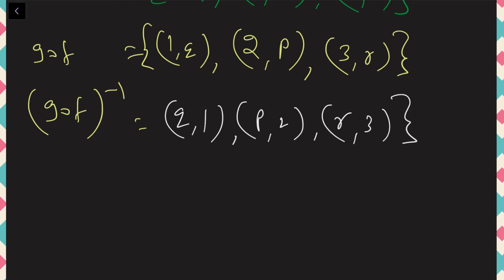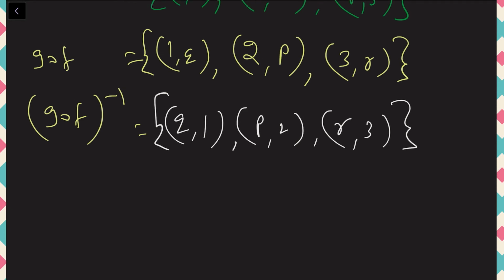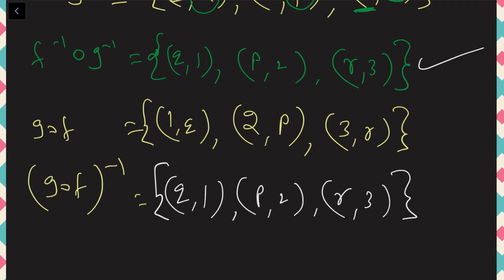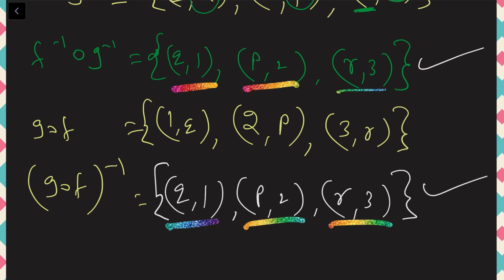Now let us compare the values of G of F whole inverse and F inverse of G inverse. This is the value of F inverse of G inverse and this is the value of G of F whole inverse. Let us compare these two now. Here Q comma 1 is there, here also Q comma 1 is there. Here P comma 2 is there, here also P comma 2 is there. Here R comma 3 is there, here also R comma 3 is there. So hence proved, G of F whole inverse is equal to F inverse of G inverse.